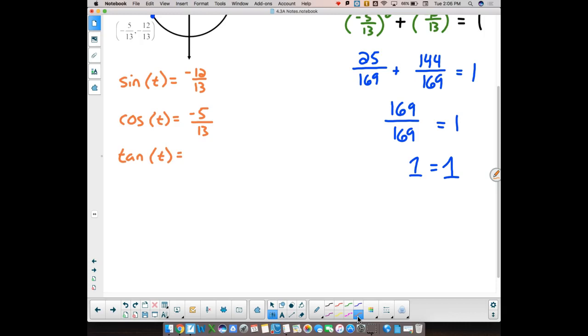Do we get that one directly, or do we have to do some figuring first? Probably want to do a little bit of figuring first. Tangent is equal to y over x, correct? Which in this case would be negative 12/13 divided by negative 5/13. Yes? Okay.